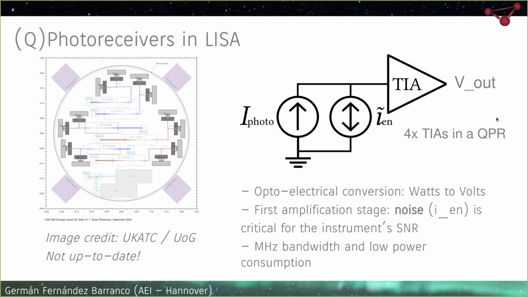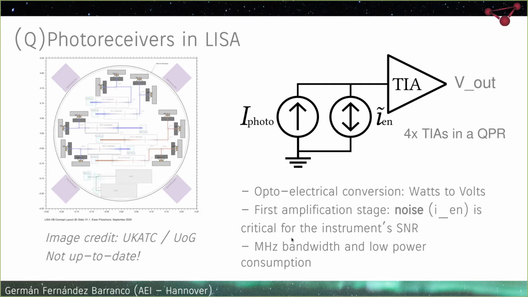But this is done in two steps. First, a photodiode converts the optical power into a photocurrent. And then this photocurrent is converted into an output voltage in a set of electronics called the transimpedance amplifier. The combination of these two, the photodiode and the transimpedance amplifier, is what we call a photoreceiver. In the particular case of LISA, the very low optical powers that we aim to detect make the noise of the transimpedance amplifier critical. That's why we need to pay special attention to these front-end electronics, and try to reduce their noise as much as possible.